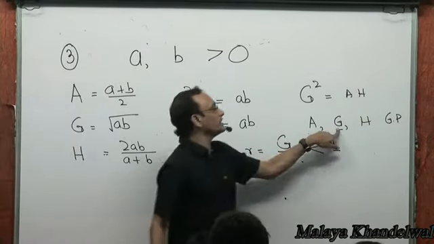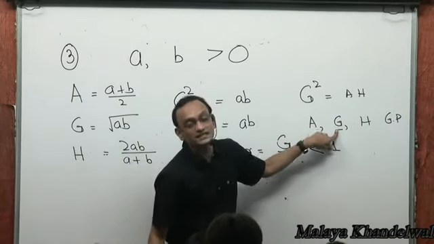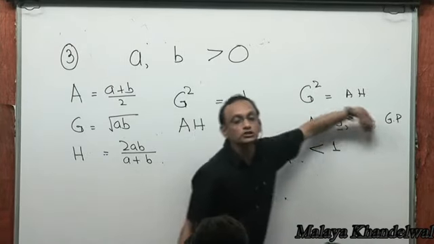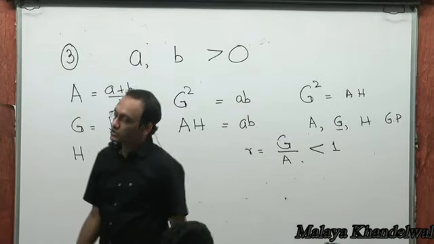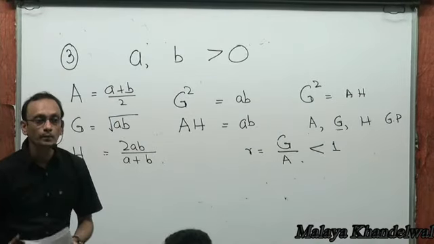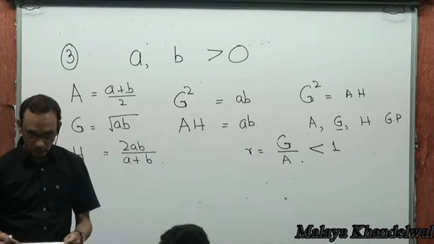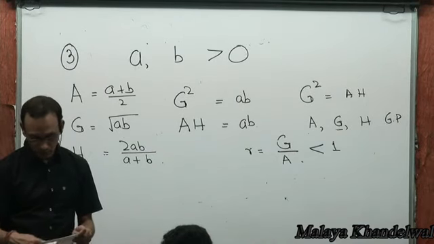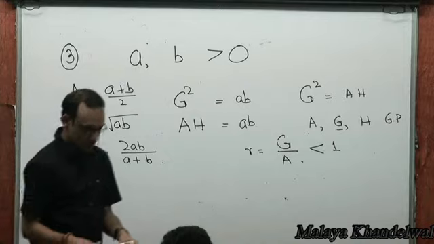Very clearly geometric mean less than arithmetic mean, harmonic mean less than geometric mean. So it's a decreasing GP series. Clear? All's good?